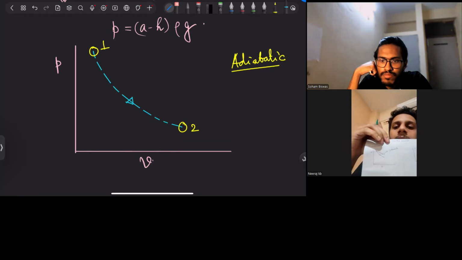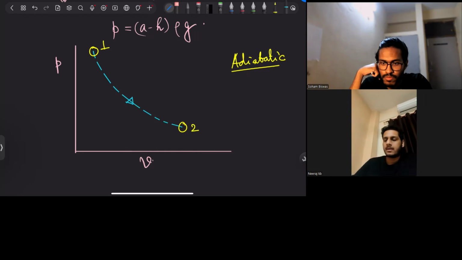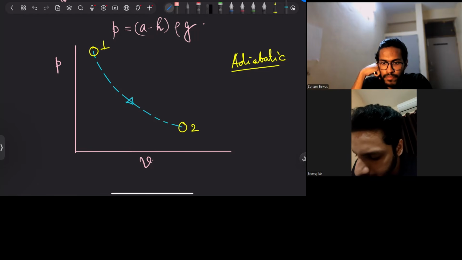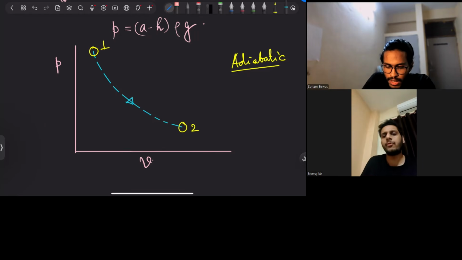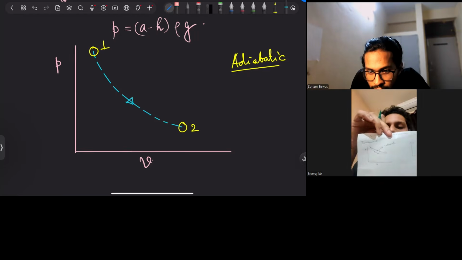The one I have drawn above the adiabatic. It is having the same final volume. No, it's having the same pressure. You have drawn the same pressure. Volume will be different. Show me.